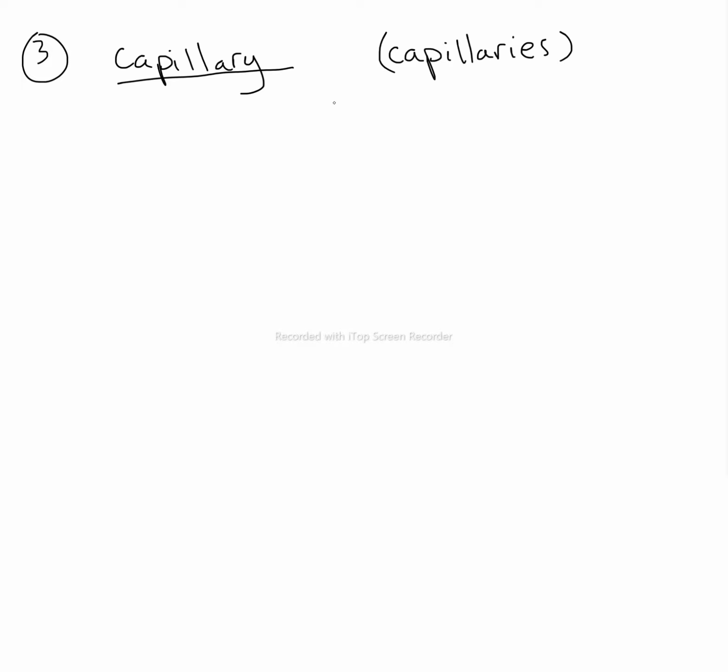Right, finally we've got capillaries. So the third blood vessel is a capillary, or capillaries. Right, so that's singular, that's plural. Okay, so what are the features? Again, look. Because capillaries take blood through organs, they have to be very, very small.